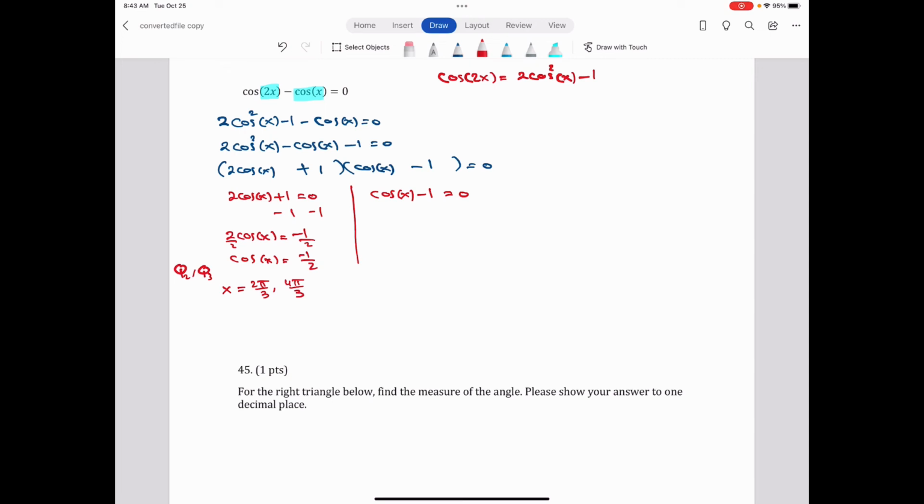To solve the next equation, I'm going to add 1 to both sides of the equation. I have cosine x equals 1, and that happens when x is equal to 0. So my solutions are 0, 2 pi over 3, 4 pi over 3.